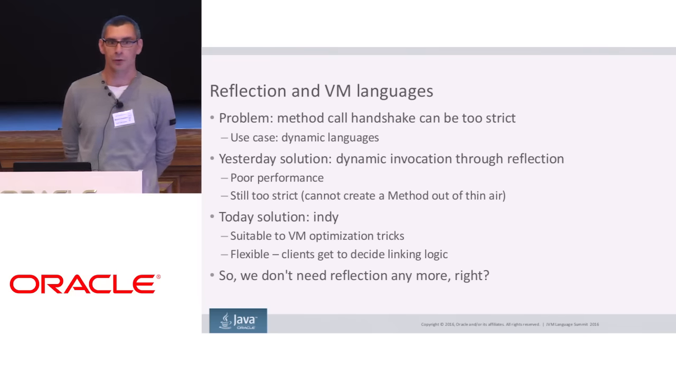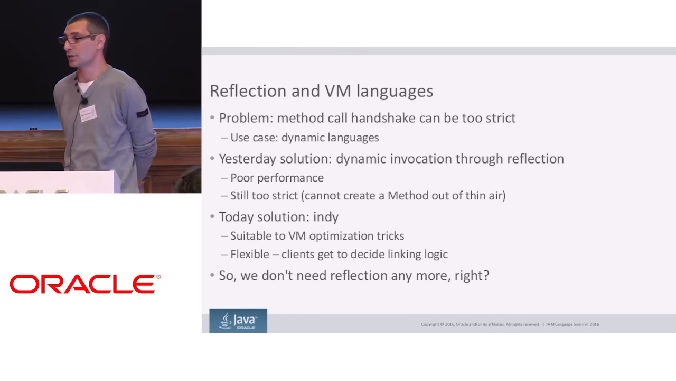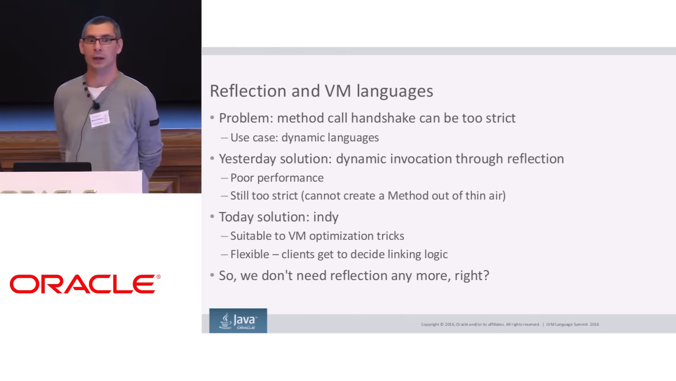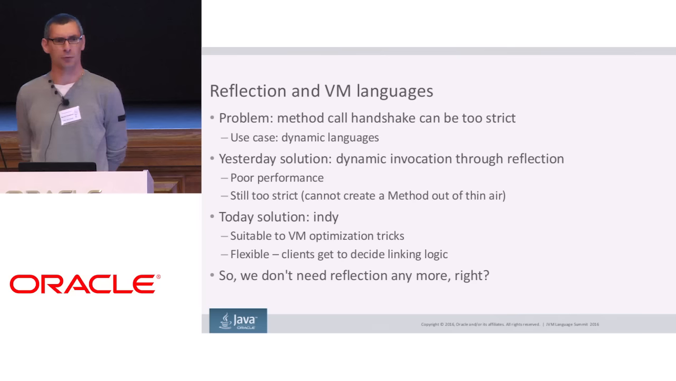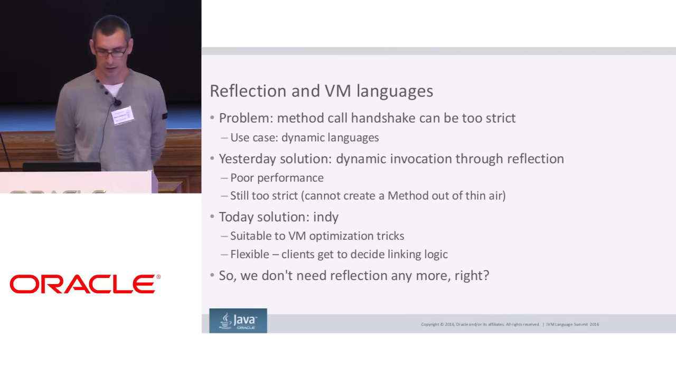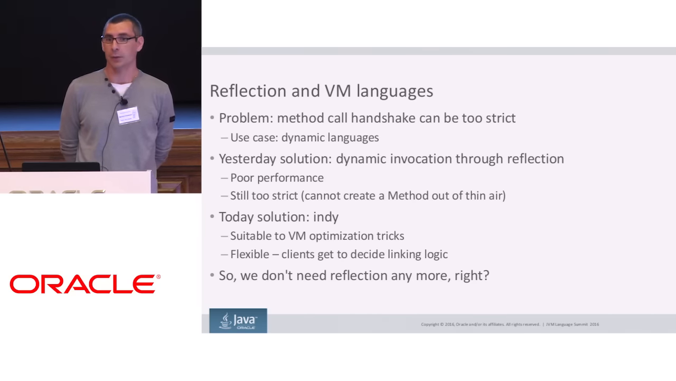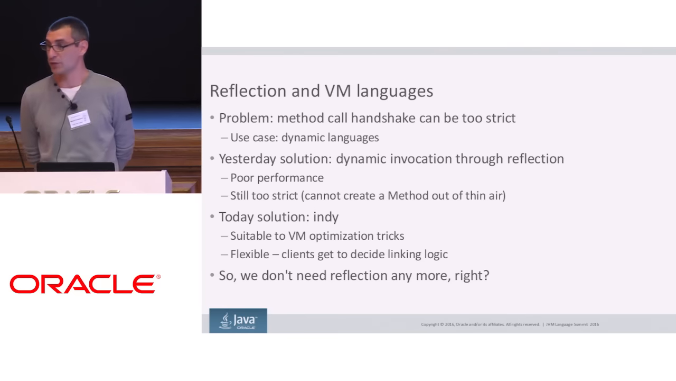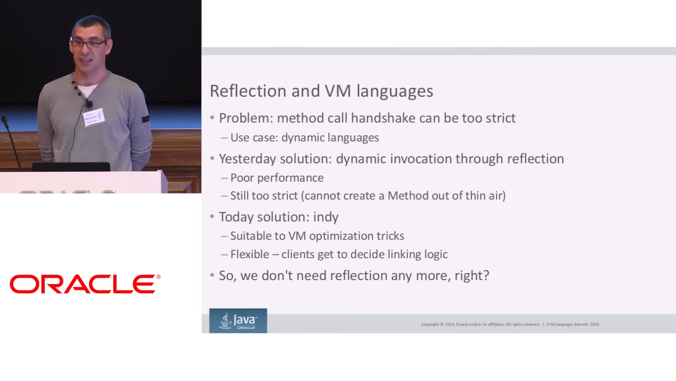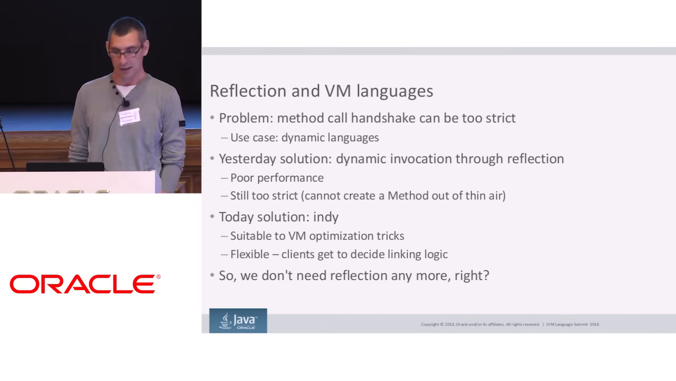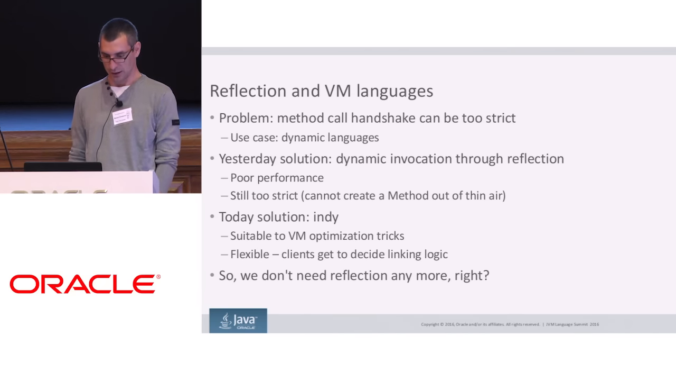So yesterday's solution was simply to use reflection as a workaround, not to be overly restrained by Java semantics. But this was not a great solution because it was still too strict, because you had to have a real Java class with a real Java method on it, and it was not giving very great performance, right? Because you need to have boxing all over the place, and yeah, that kind of sucked.